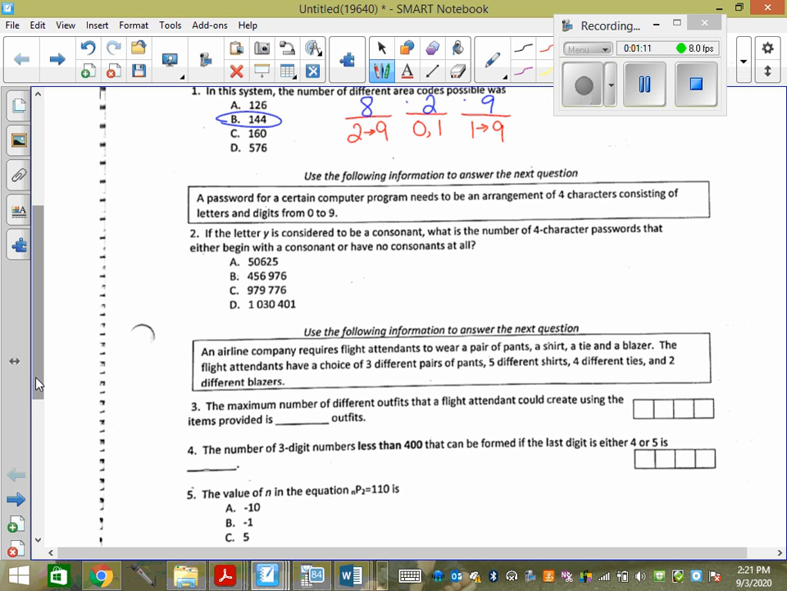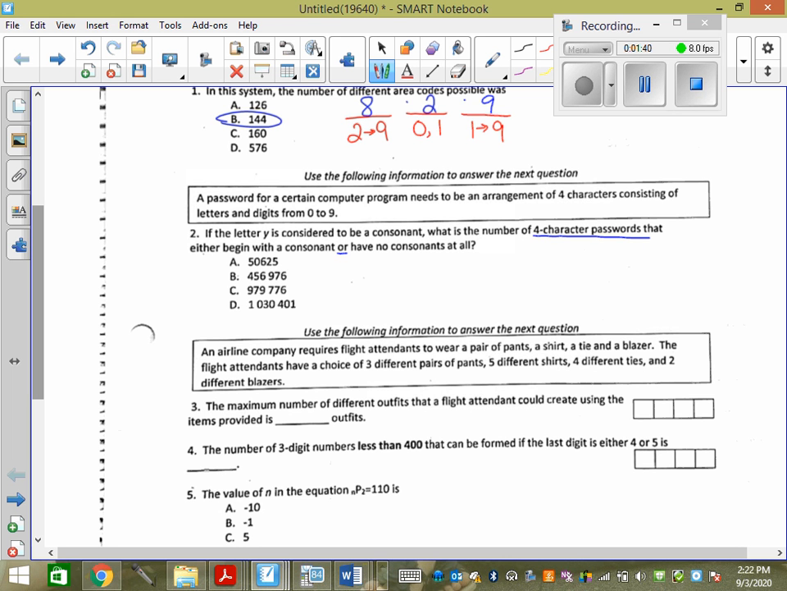Next one, a password from a certain computer program needs to be an arrangement of 4 characters consisting of letters and digits from 0 to 9. So it could be letters, which would be 26, or digits, which would be 10. So we have a total of 36 you can choose from if there's no limitations or restrictions, right? 36. If the letter Y is considered to be a consonant, what is the number of 4-character passwords that either begins with a consonant or have no consonant at all?